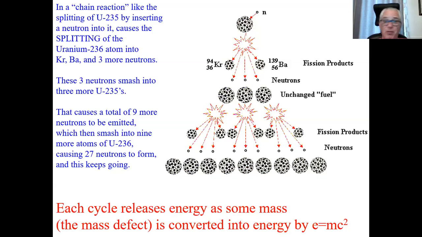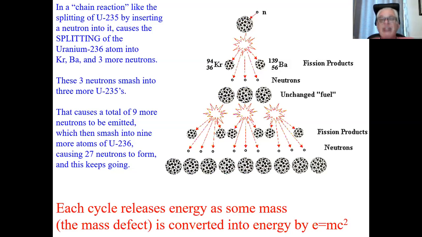This doesn't just happen, which is good because we don't want nuclear explosions happening everywhere. But a neutron hits this uranium nucleus and it splits the nucleus into krypton and barium. And also what comes out is a little bit of energy and 3 more neutrons.